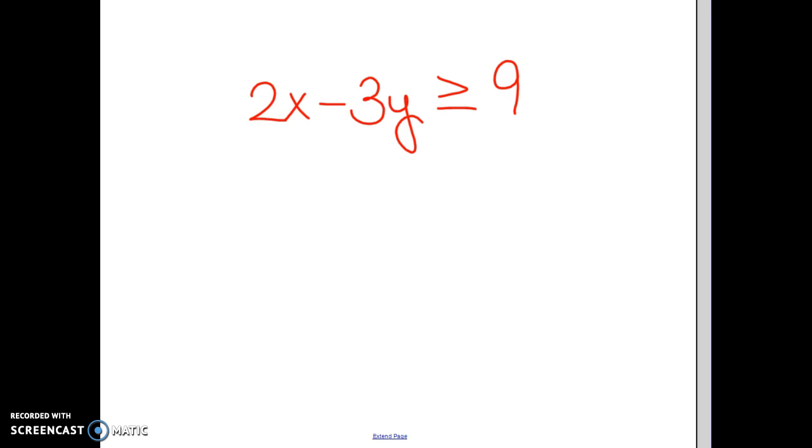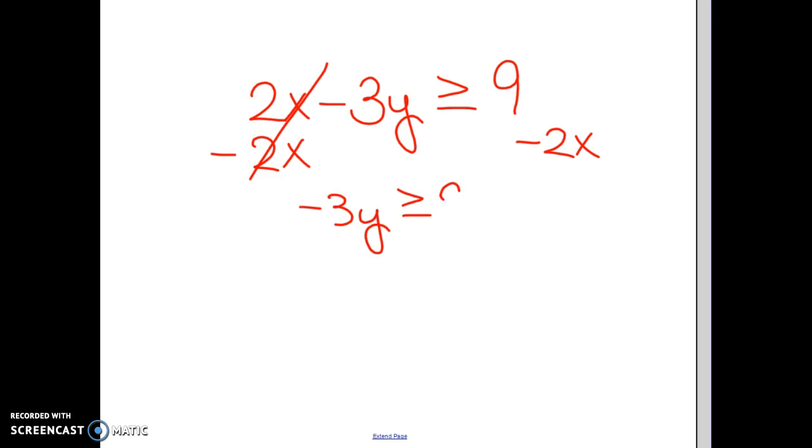For the last example, we're going to do one more. The 2x is positive, so I will subtract it from both sides. I keep negative 3y greater than or equal to 9 minus 2x. Actually, I'm going to rewrite that as negative 2x plus 9. Both ways are correct.